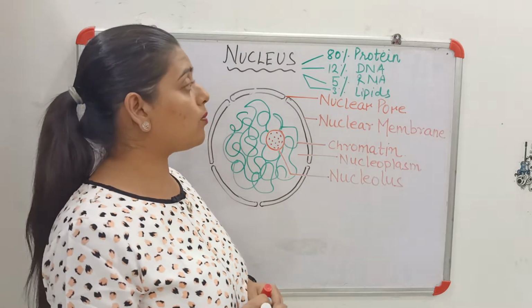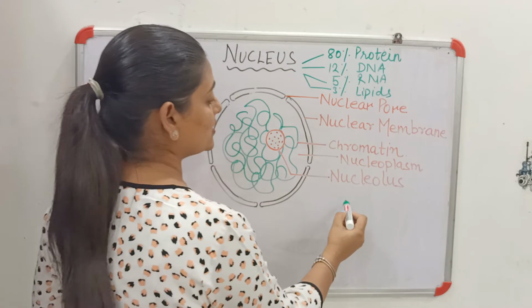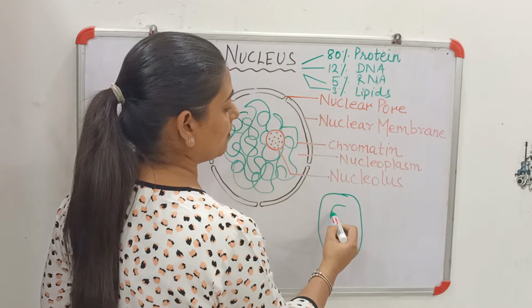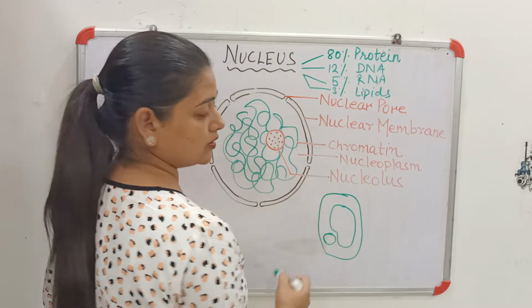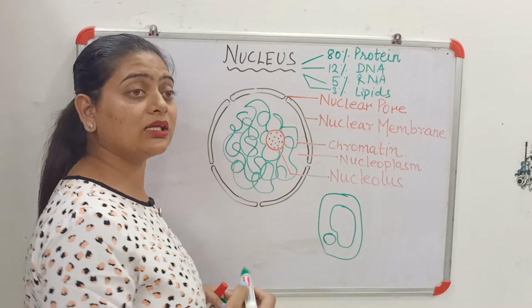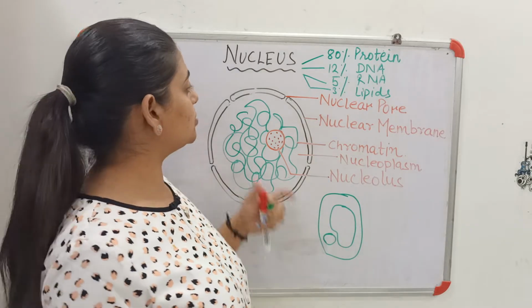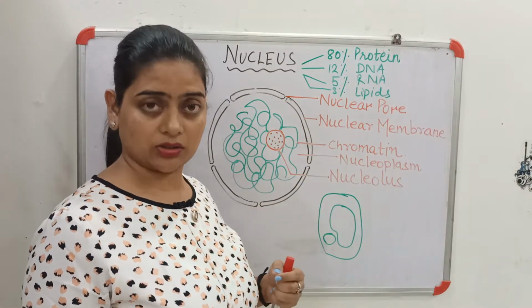Now, if we talk about the plant cell, in the plant cell the maximum space is occupied by the vacuole, so the nucleus is present at the periphery, whereas in animal cells, it is present in the center. So today let's talk about the structure of the nucleus and its functions.